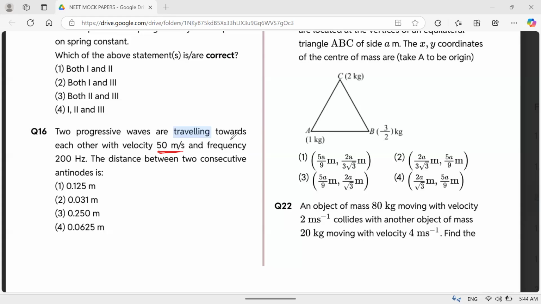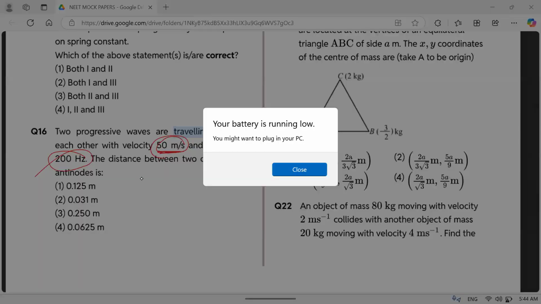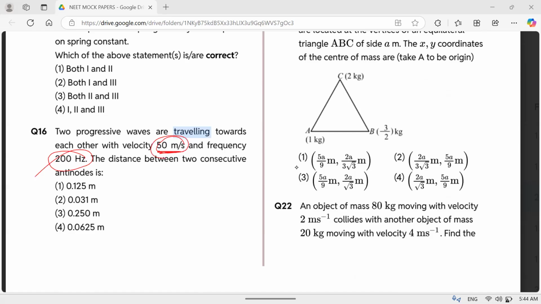You see, two progressive waves have been traveling towards each other with a velocity of 50 meter per second. Frequency is 20 hertz. The distance between two consecutive antinodes will be equal to your, anyone? The distance between two nodes will be equal to how much? In a wave, if this is a node and this is a node, the distance between them will be equal to how much? Lambda by 2. So use the formula V is equal to N into lambda. So calculate the value of lambda. Lambda is equal to V by N. V is given 50, N is given as 200. This one will get cancelled. So it will be equal to how much?